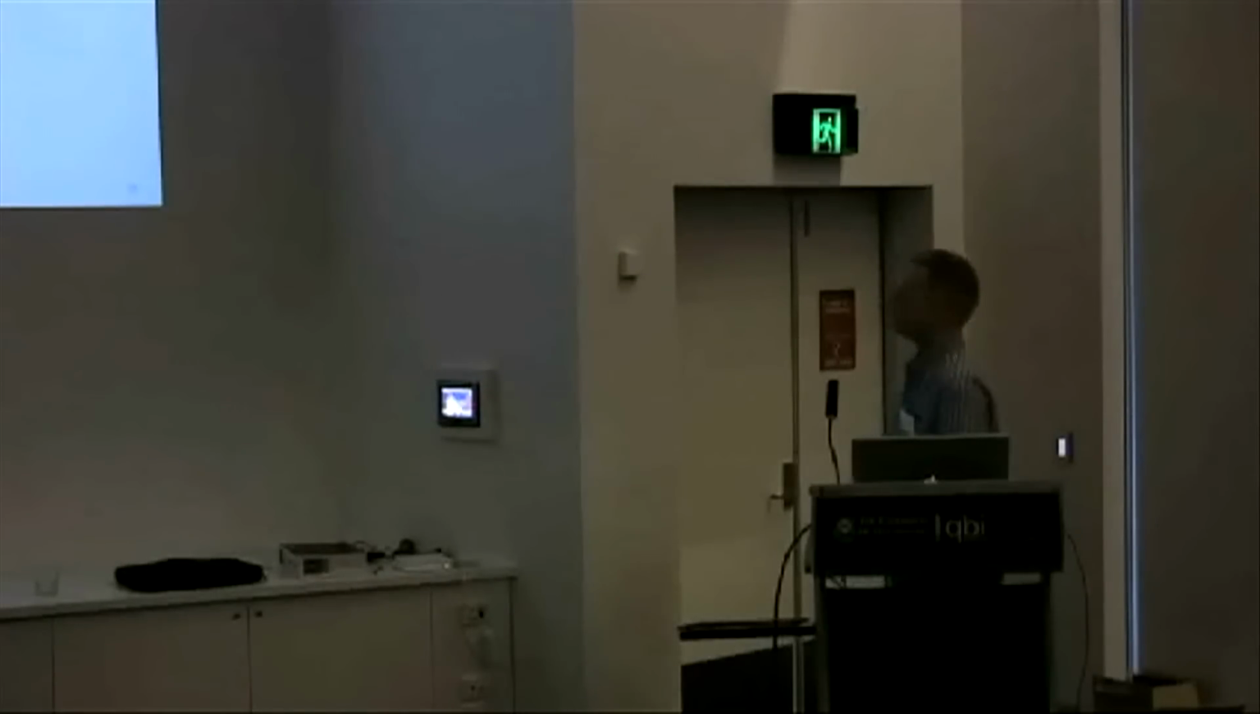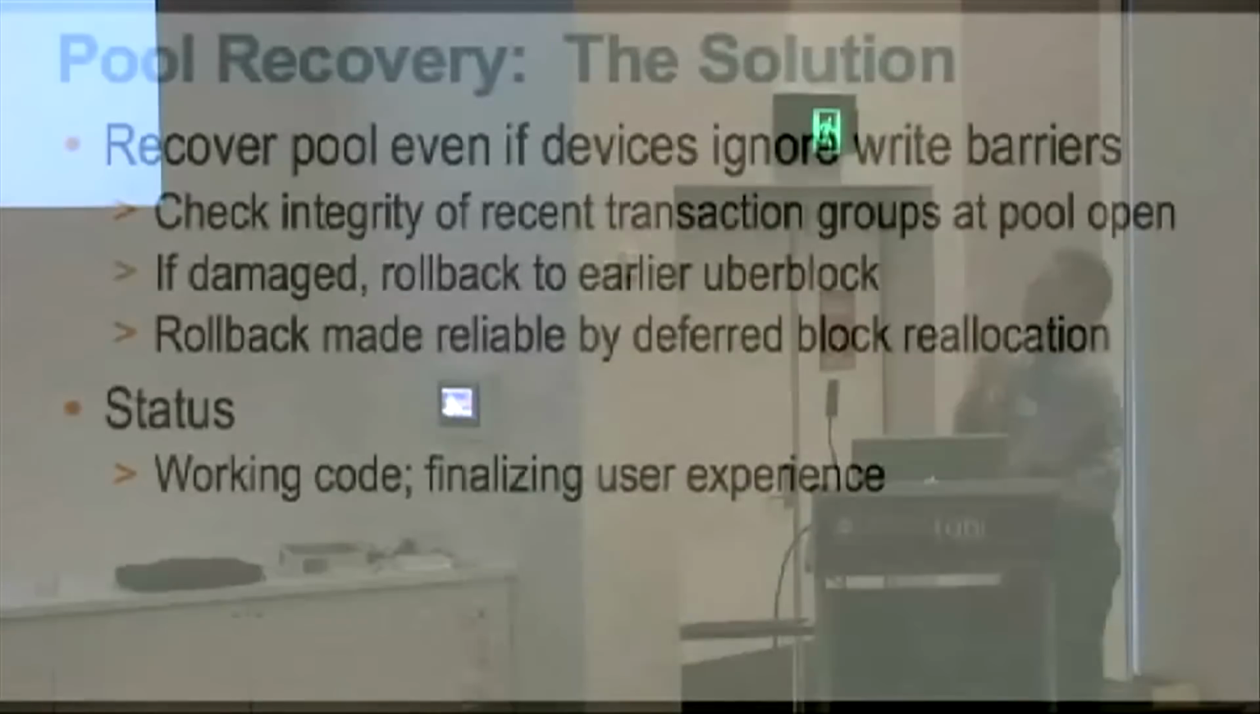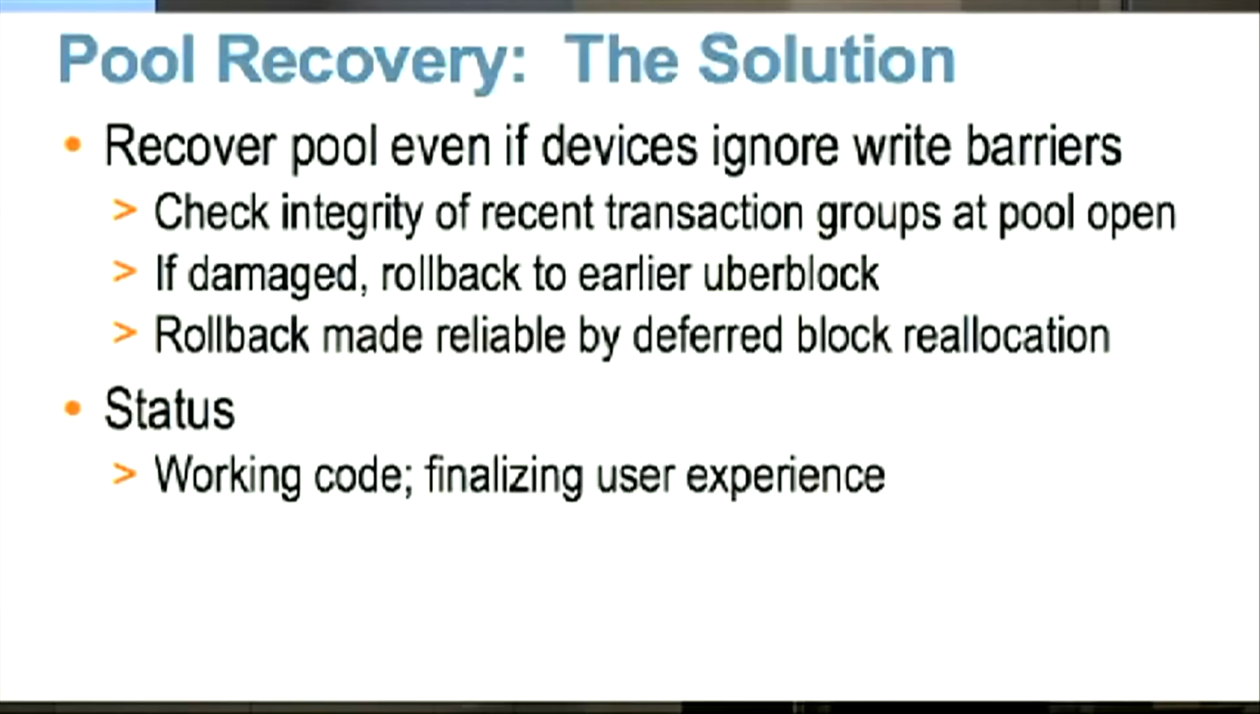Yep. So the fix to this is, we want to be able to recover a pool even in the case where devices have ignored write barriers that we rely on for correctness. What we do is take advantage of a very simple fact. Remember, the purpose of the write barrier is to make sure that if I send out 10 writes to nodes of a tree, then the 11th write is the root of that tree.